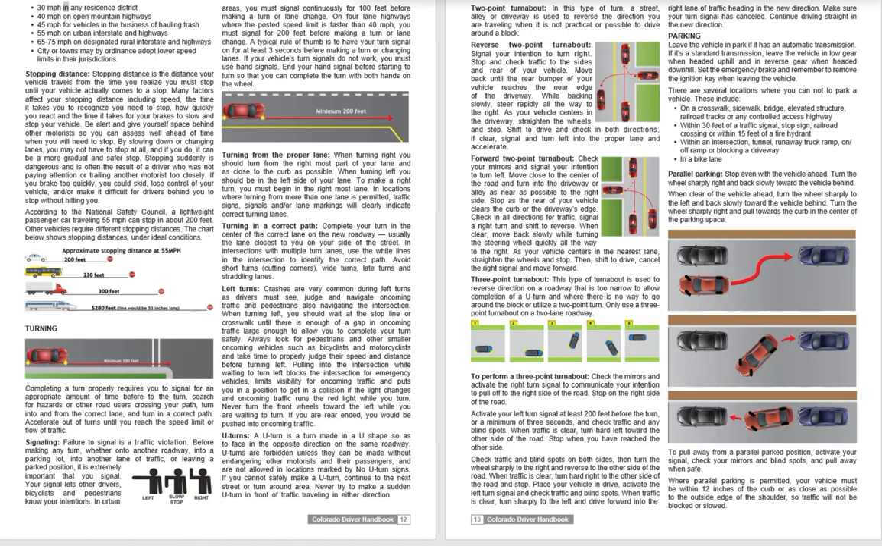30 miles per hour in any residence district. 40 miles per hour on open mountain highways. 45 miles per hour for vehicles in the business of hauling trash. 55 miles per hour on urban interstate and highways. 65 to 75 miles per hour on designated rural interstate and highways. City or towns may by ordinance adopt lower speed limits in their jurisdictions.